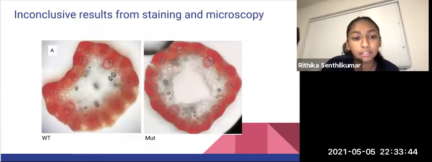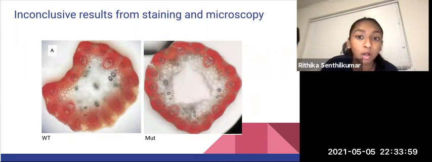We compared the wild type and mutant sections from the lower peduncle, stained for the organs and the vasculature of the stems. Just from these images, we can see that it seems like the mutant might have decreased cell wall thickness, but due to the lack of the right analytical tools, we were unable to quantify this thickness, so we have inconclusive results from the staining and microscopy.